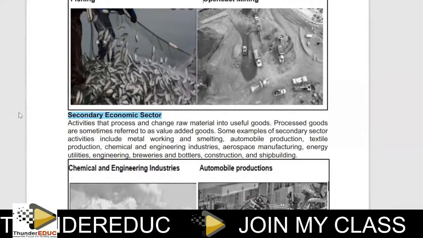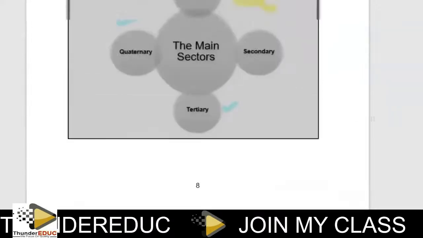For example, we have these activities here. Metalworking is an activity that is under secondary sector. Smelting, automobile production, textile production, chemical and engineering industries, aerospace manufacturing, energy utilities. We have engineering, breweries, bottlers, construction, and shipbuilding. All those activities are under secondary. You are turning raw material into a final product.